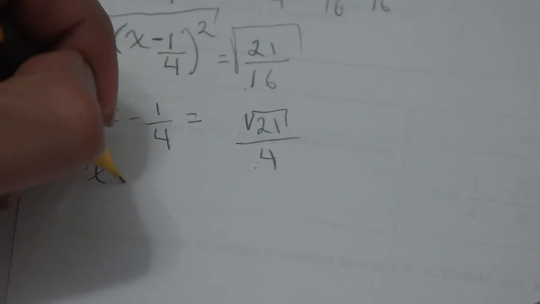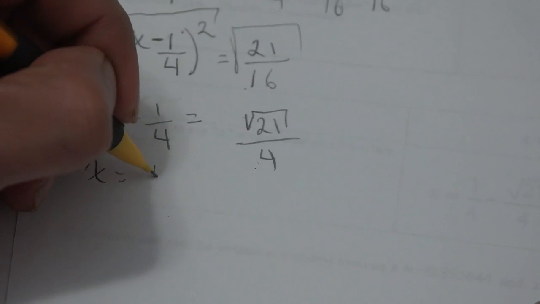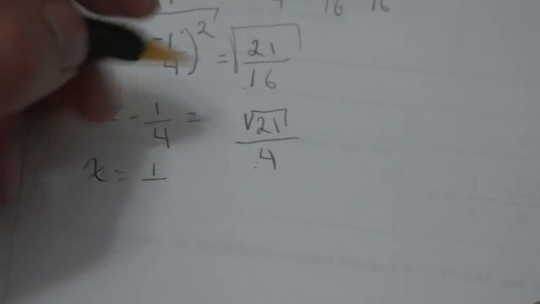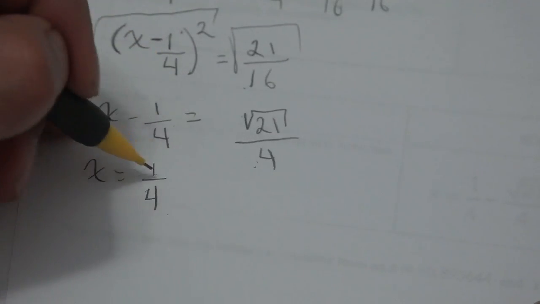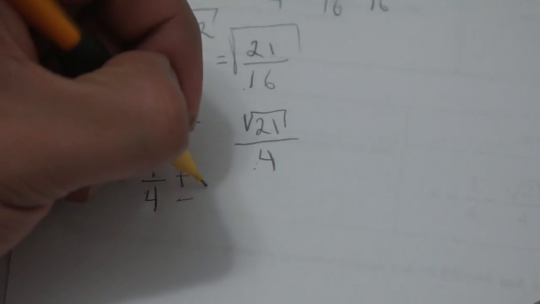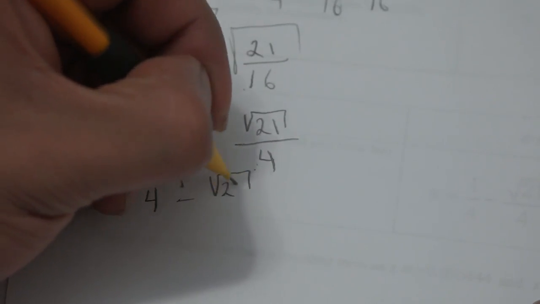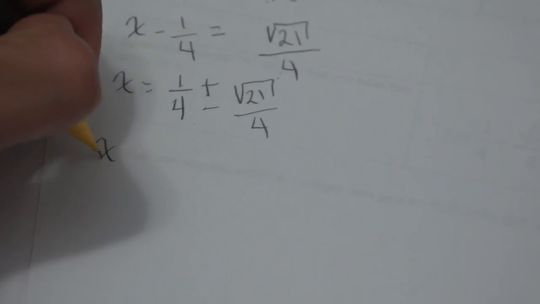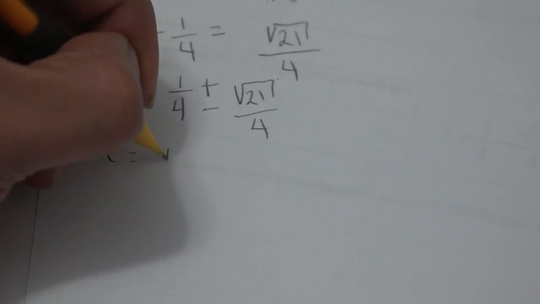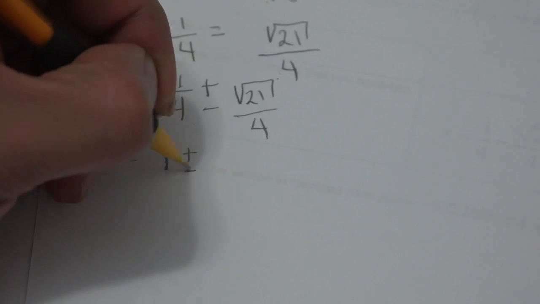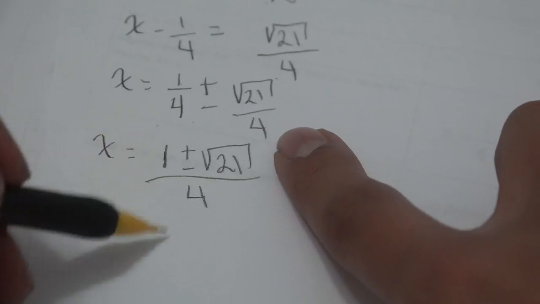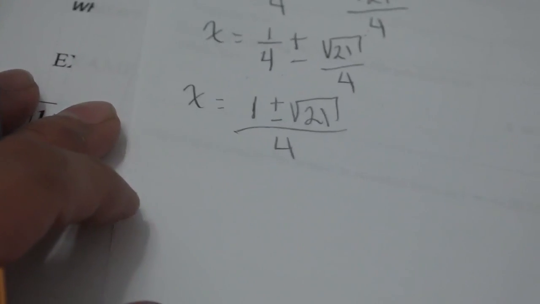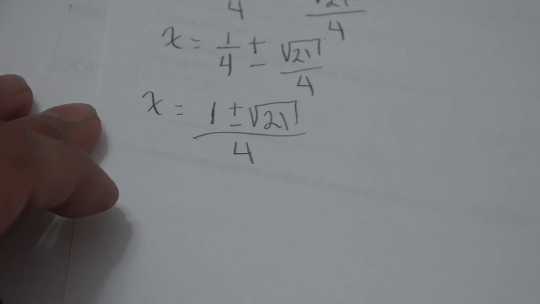So what we're going to do is we are going to add 1/4 to both sides. So when I add it right here, it cancels out. And when I add it to the other side, this is what I end up with. 1/4 plus or minus the square root of 21 over 4. If you want to go even further, you could say that this is the same thing as 1 plus or minus the square root of 21 over 4, since they have the same denominator, right? And that is how you solve a quadratic equation by completing the square.